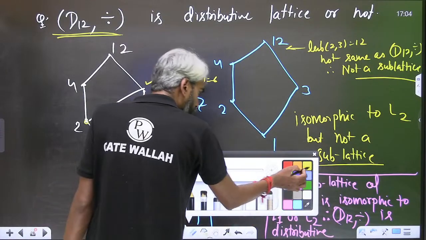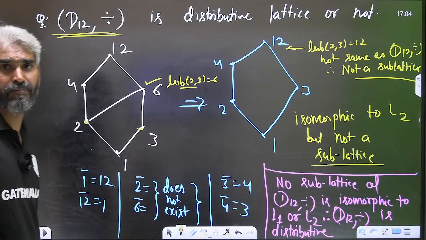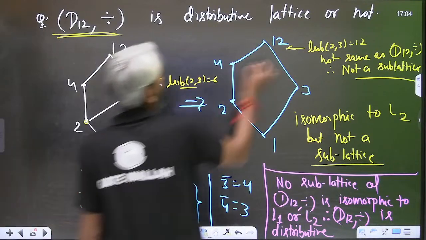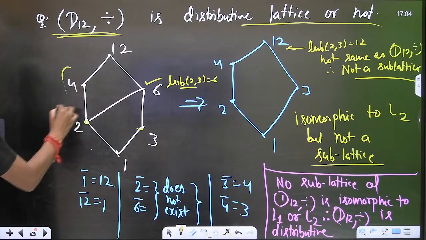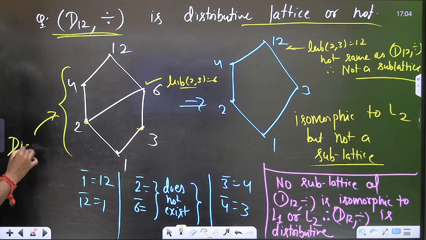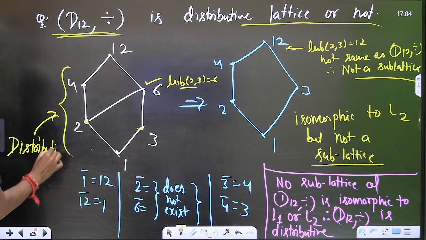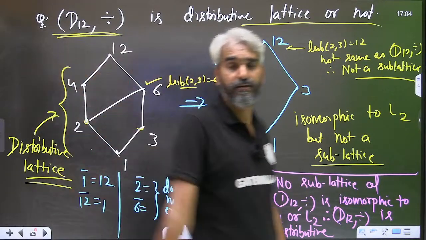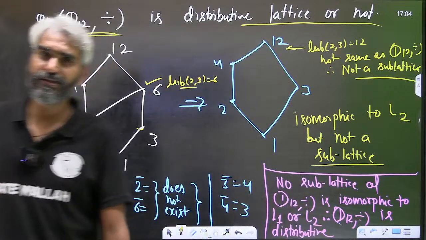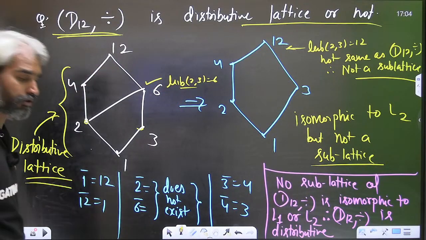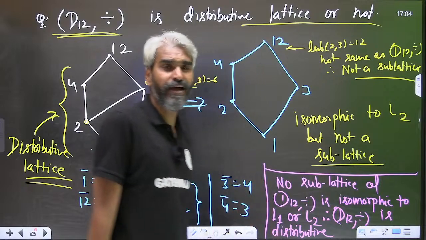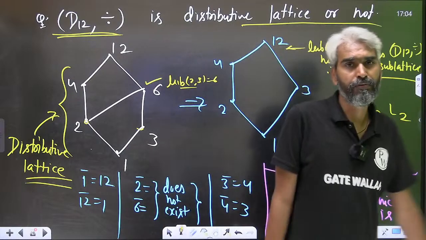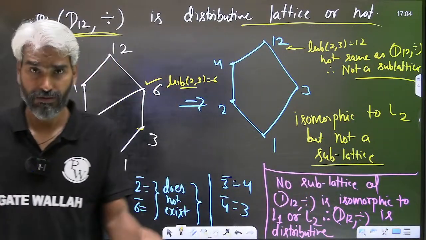Clear? Because it will not be distributive if and only if it has such a sublattice. There is no sublattice which is isomorphic to L1 or L2. Therefore, distributive or not? Distributive. Clear? So you will have to apply some logic before you say whether a given lattice is distributive or not. But in a lattice, if any element has more than one complement, then it is guaranteed that it will not be distributive.